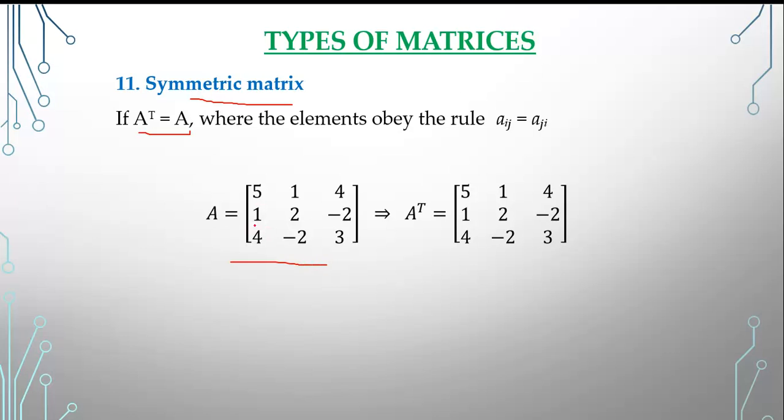So here when you take the transpose of this, transpose means your row 5 1 4 becomes the column 5 1 4. Your row 1 2 minus 2 becomes the column 1 2 minus 2. The row 4 minus 2 3 becomes the column 4 minus 2 3. So when you take the transpose, you can see that you get the same matrix. So this is the symmetric matrix, where A transpose is equal to A.